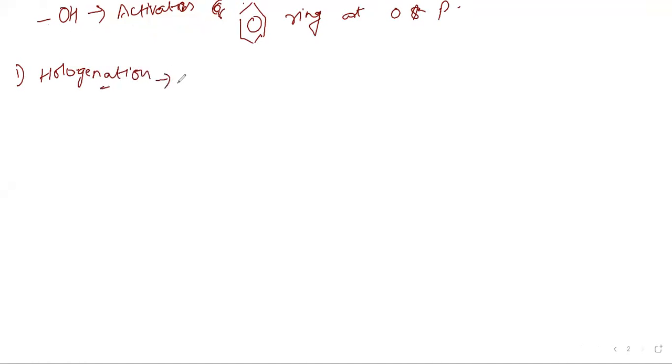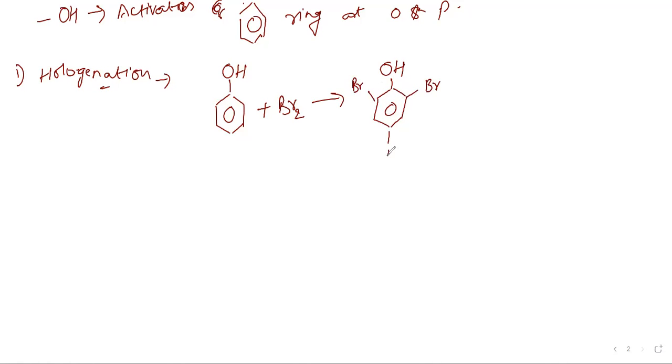Now let's look at the first reaction, which is halogenation. In halogenation, when the phenol molecule is treated with bromine water, the product that we get is a polyhalogen derivative, which is 2,4,6-tribromophenol. In 2,4,6-tribromophenol, both the ortho and para positions are occupied by the bromine electrophile, like this. This is your 2,4,6-tribromophenol.